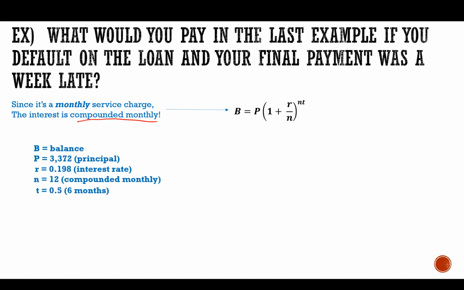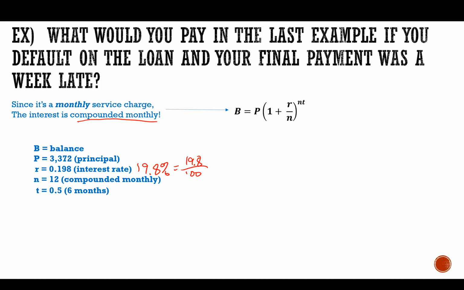And so you would go ahead and figure out what we need. We know the balance is what we're going to end up paying, right? And that's what it's asking for in this problem. We know what the principal was. That was $3,372. We know the interest rate was 19.8%. And remember, that means 19.8 per 100, and that's how I got 0.198. Now the n is 12 because it is compounded monthly. N is the number of compounds per year. Since it's compounded monthly, that happens 12 times per year. And the t in this problem is 0.5.